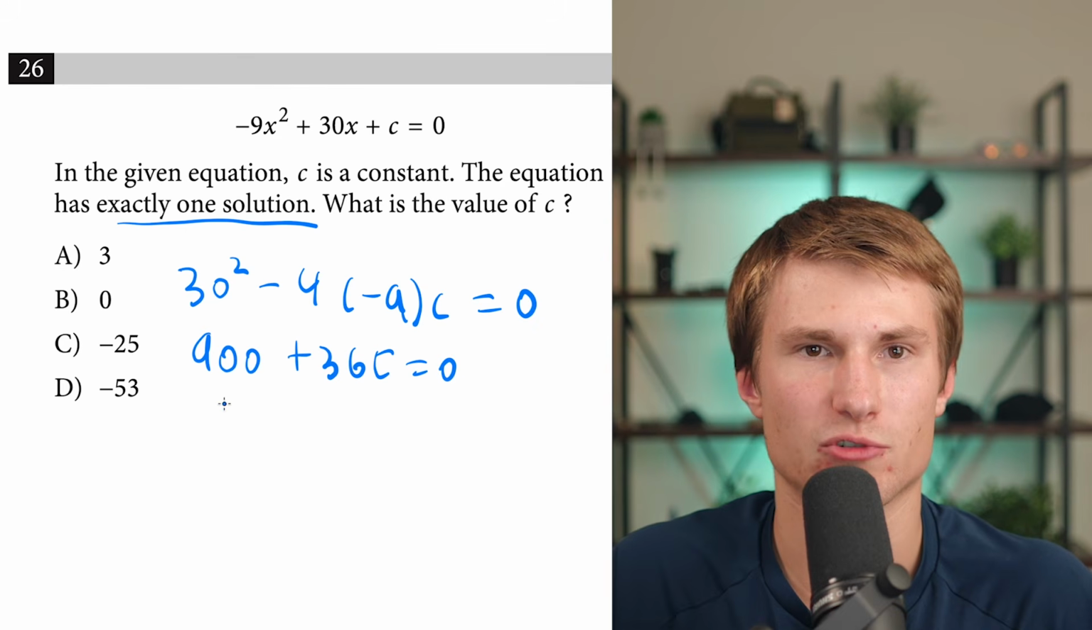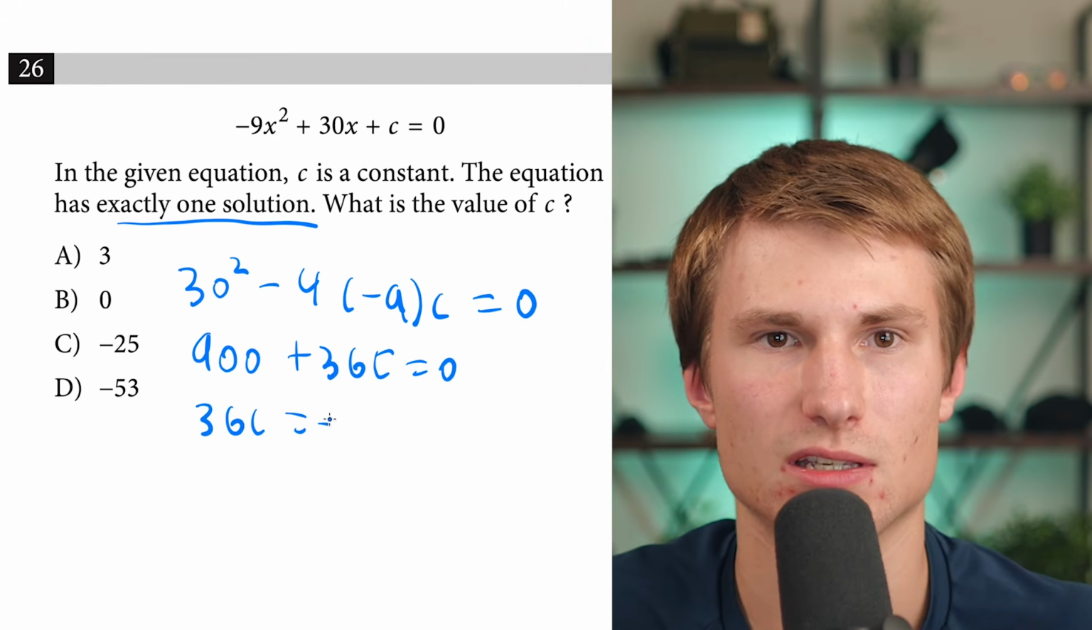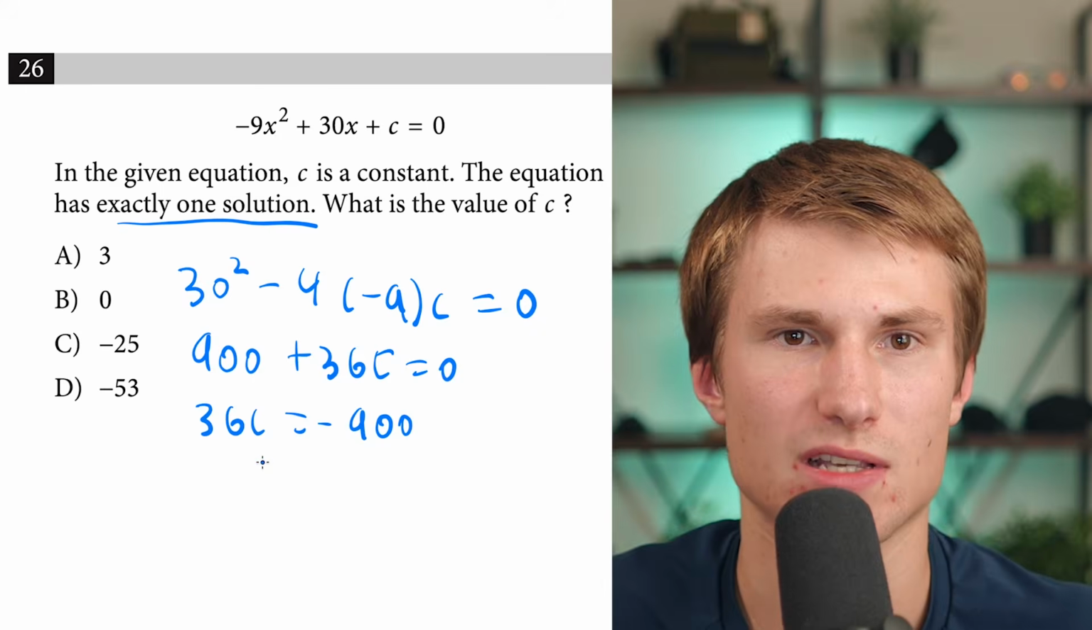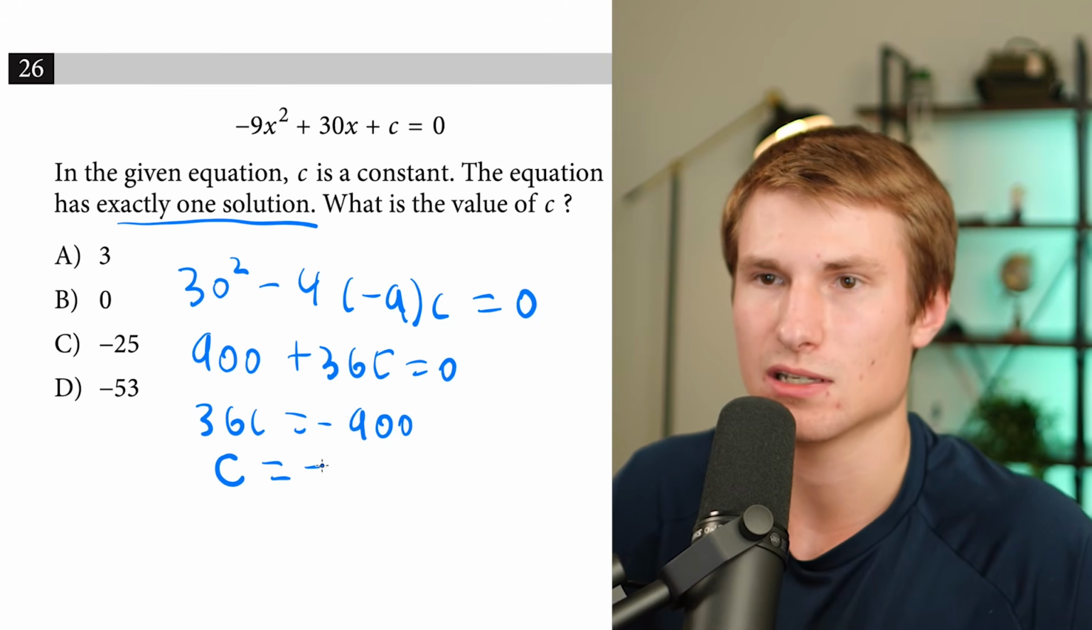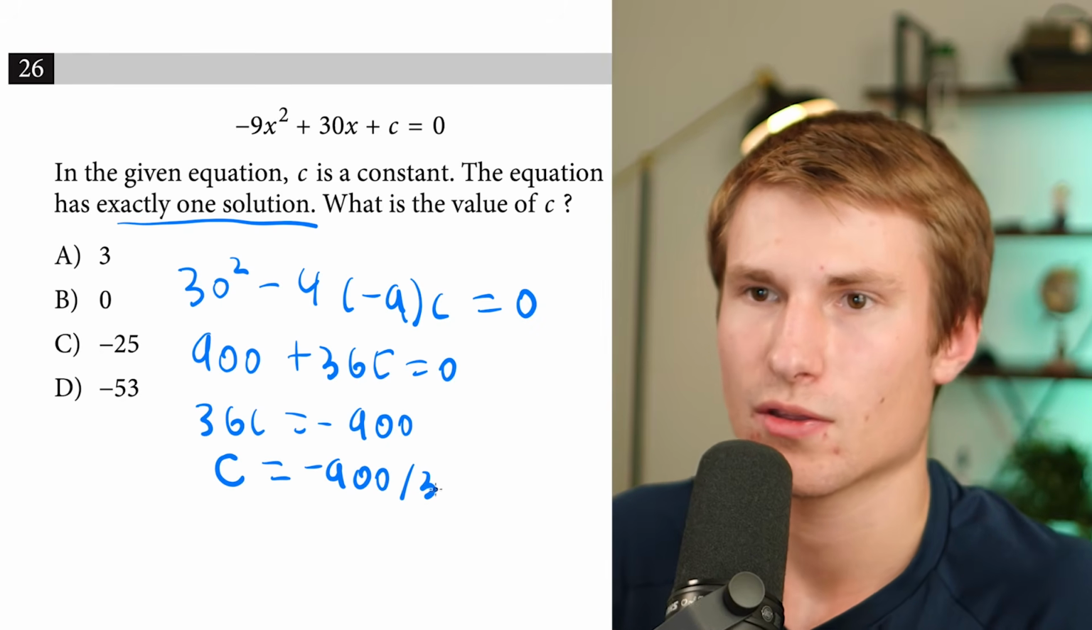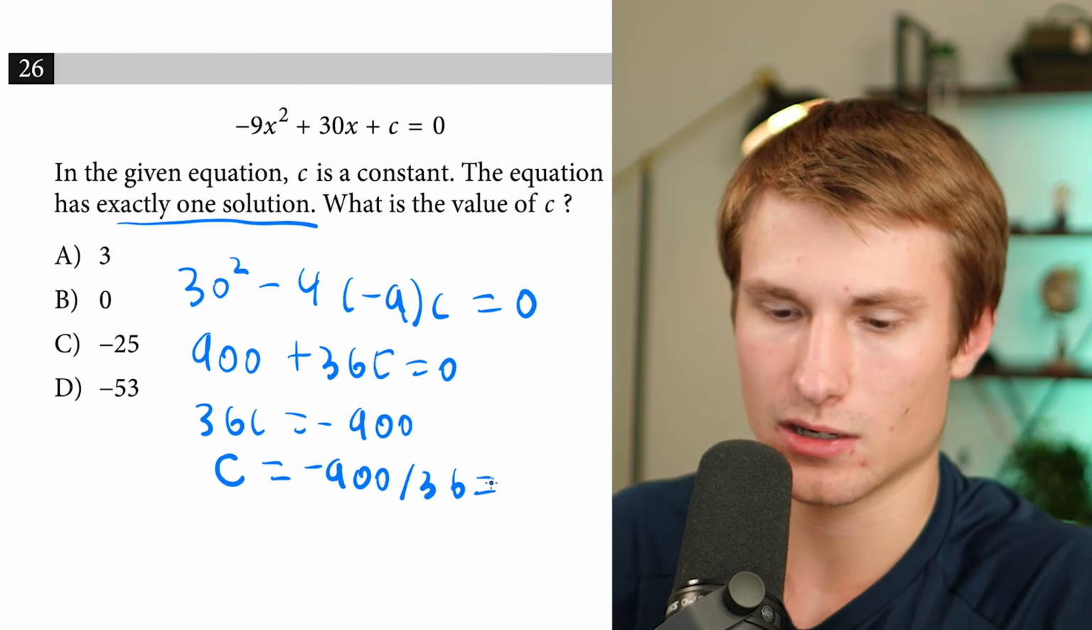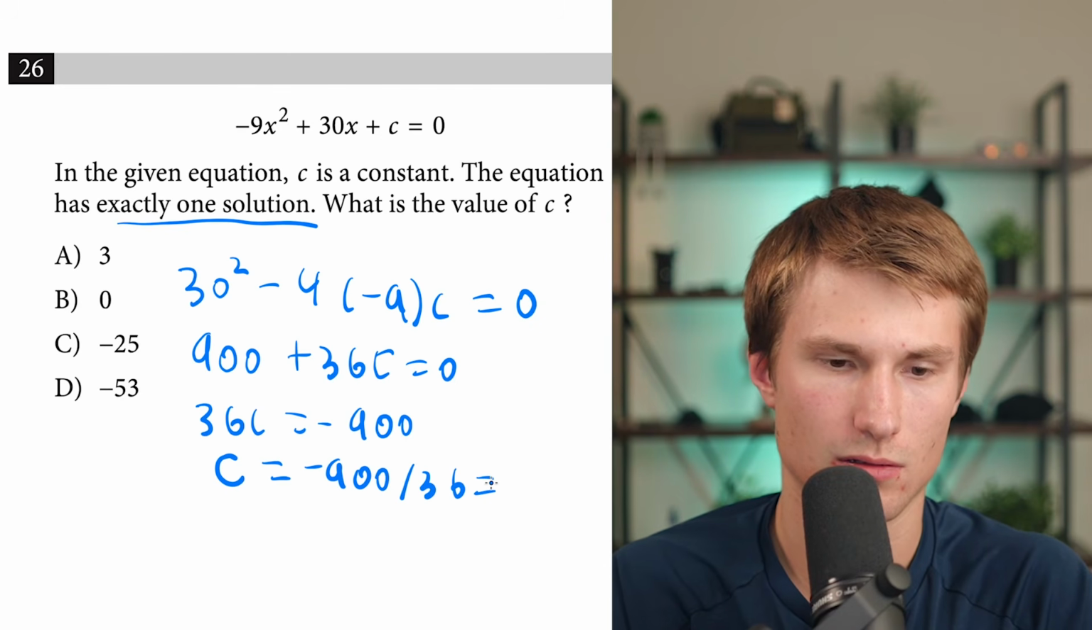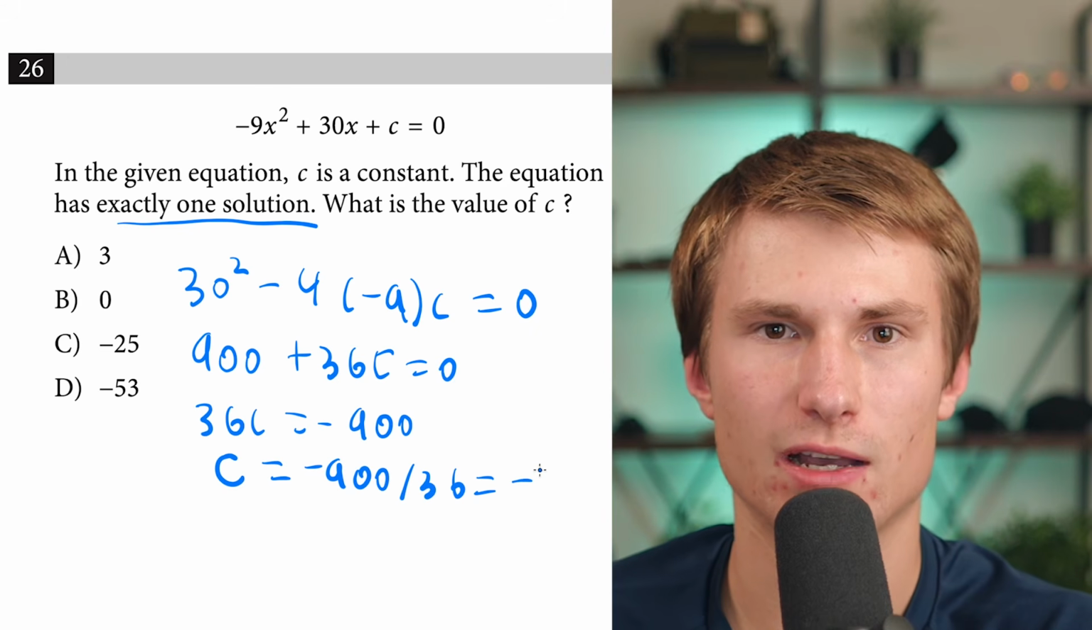We'll go ahead and subtract 900 from both sides. 36c is equal to negative 900. Divide both sides by 36. C is going to equal negative 900 over 36. Put that in the calculator. That's going to give us negative 25 for the value of C.